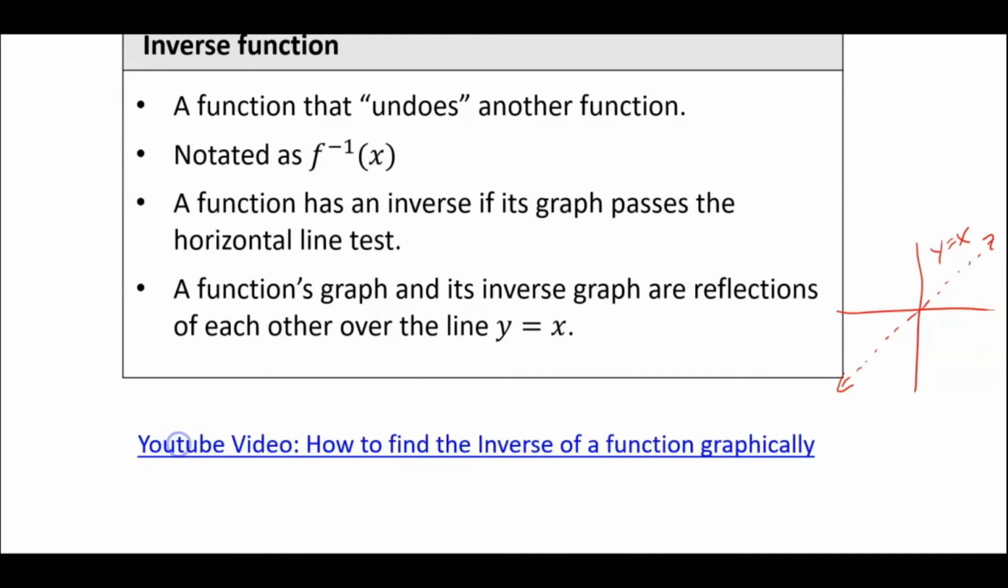All right, so here's a little video on how to find inverse functions.